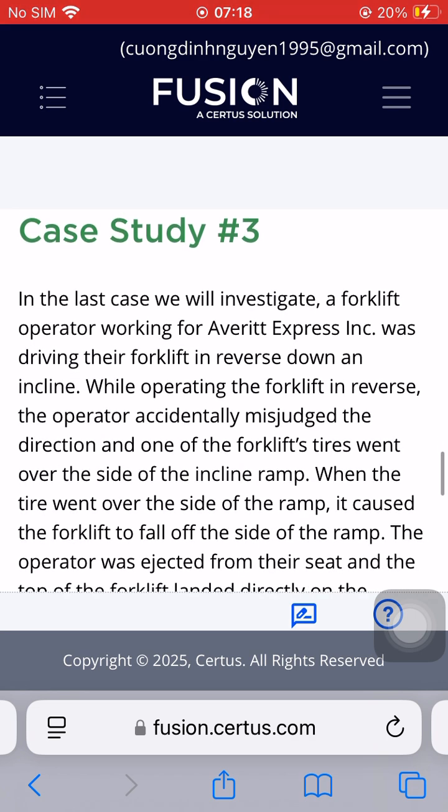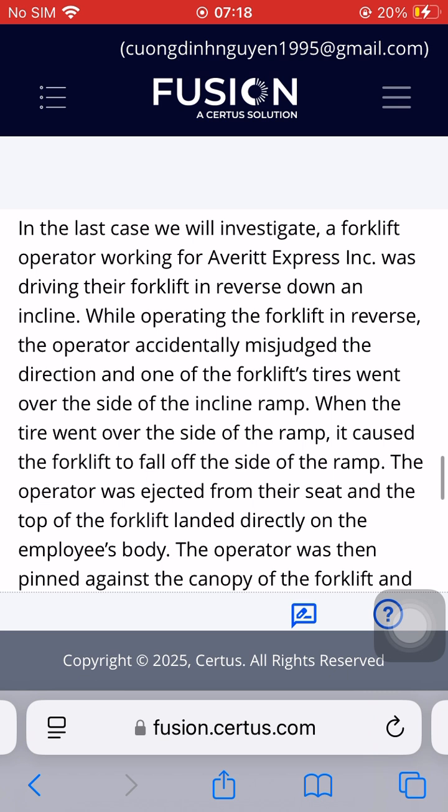Case study number 3. In the last case we will investigate, a forklift operator working for Averitt Express Inc. was driving their forklift in reverse down an incline. While operating the forklift in reverse, the operator accidentally misjudged the direction and one of the forklift's tires went over the side of the incline ramp.